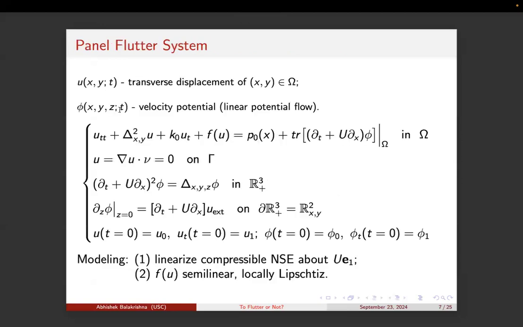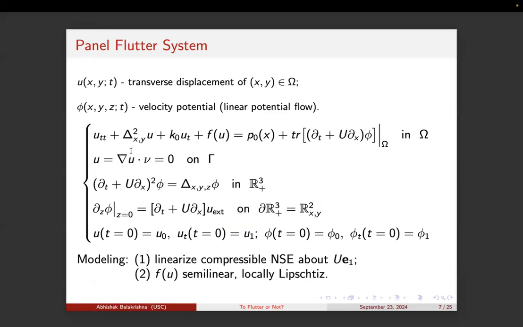And here's the model. So little u represents the transverse displacement of the plate, which we're trying to model. Phi here is the velocity potential. More precisely, we have stationary horizontal flow above the plate. And then as the plate develops, it perturbs the velocity of the flow above it. And phi represents the velocity potential of this perturbation of the velocity about the stationary flow U.